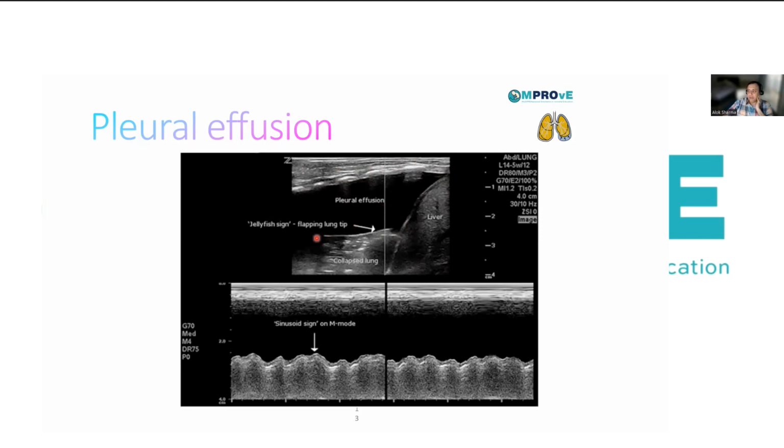More importantly, as I will show you in dynamic images, you can actually see the lung with a flapping tip, which is often called the jellyfish sign. Now, if you put an M mode over here, what is clearly visible is the flapping of the lung, which is the visceral pleura, while the parietal pleura, which is separated out with the rib margin, stays completely static. And that gives you this appearance on an M mode. So this is the anechoic pleural effusion. And really what you get is this movement of the visceral pleura, which gives you a wavy margin. And we call this the sinusoid sign.